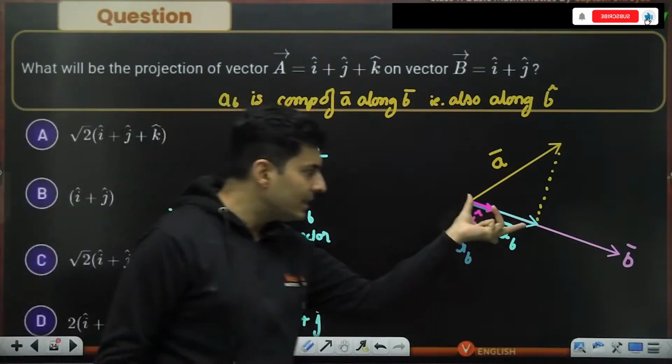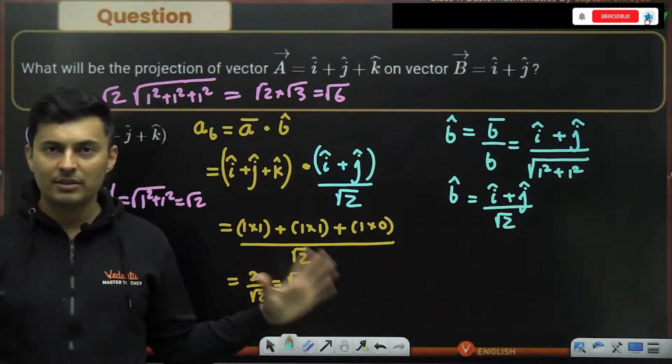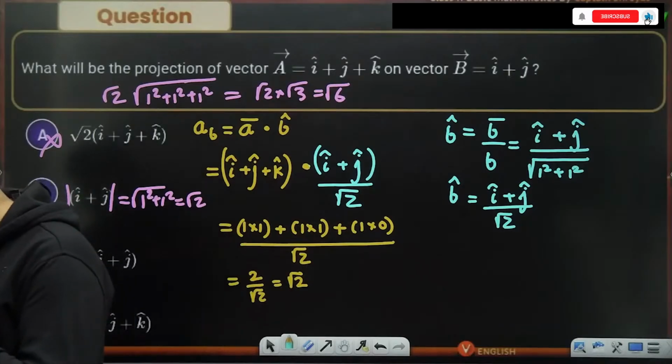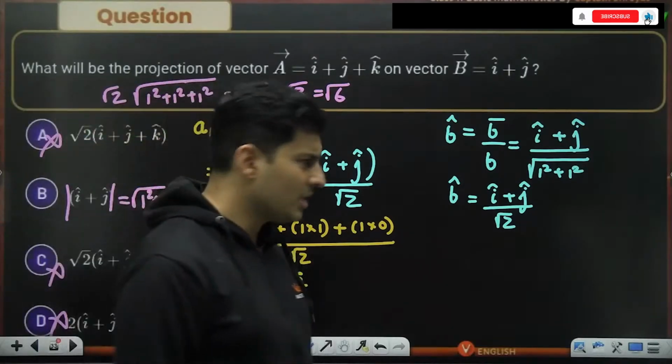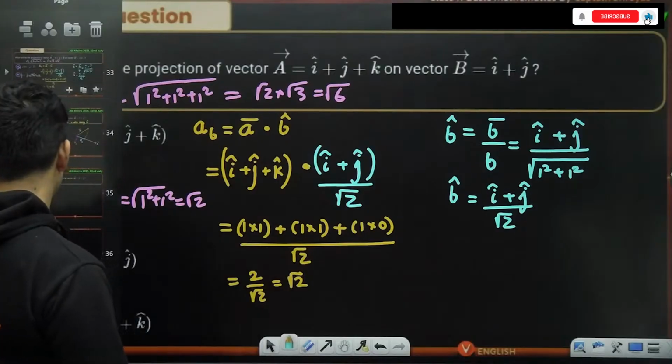But if the length is asked, then the solution would have ended in the last slide, which is just root 2. Clear, everyone? Okay. What is the use of projection of vectors? Very valid question. Where do you use projection of vectors?